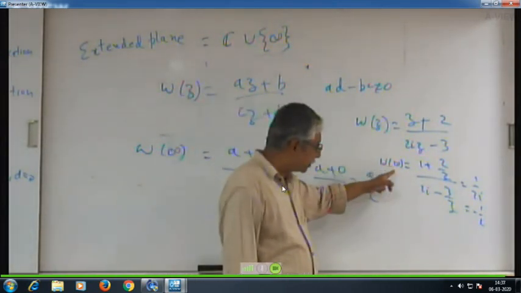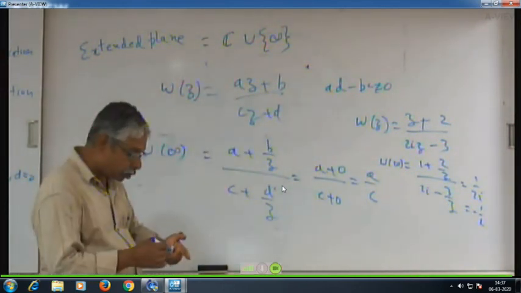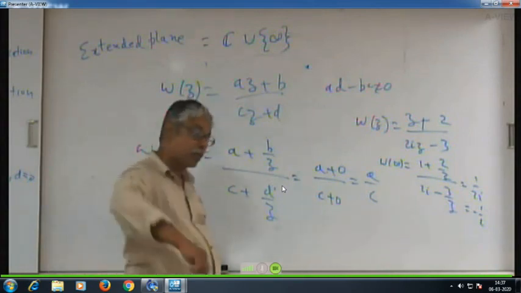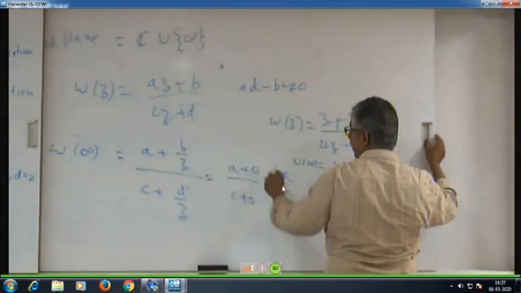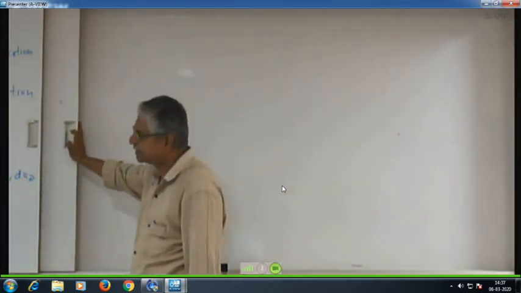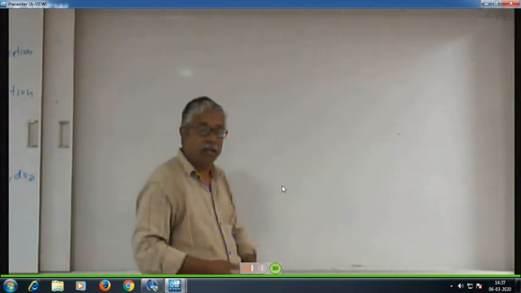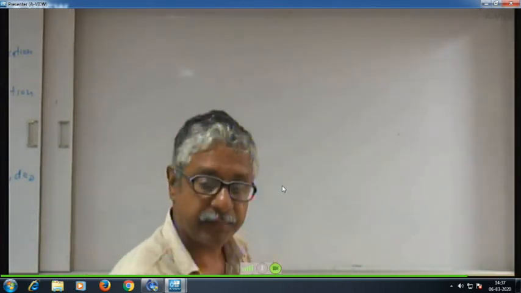So this is another thing which you have to keep in mind. When you are talking about bilinear transformation, you want to know where infinity goes. It has to be treated like any other finite point. The only extra algebra here is that 1 by infinity is 0. That is what I need to know. There is another question: what comes to infinity?